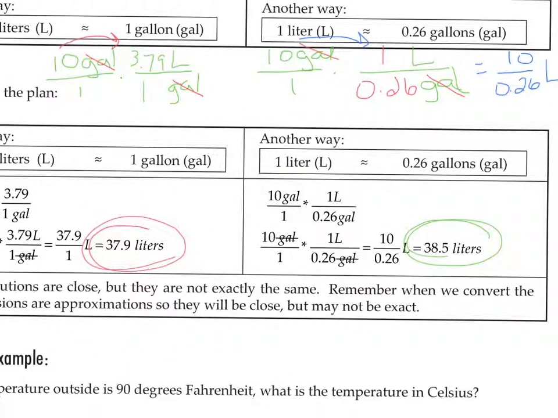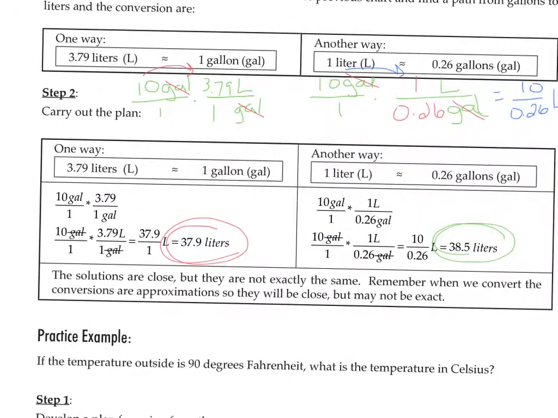Now, they don't look the same. Why? Because one says 37.9 liters, the other one says 38.5 liters, which really don't look the same. But you have to remember that these conversions here, both of them, are both approximations. And whenever we do use rounding and approximations, it causes us to have answers that are slightly different. However, in your homework, whatever homework system you're using, either one of these answers would be accepted as correct. It's your work up here that you need to be careful with.